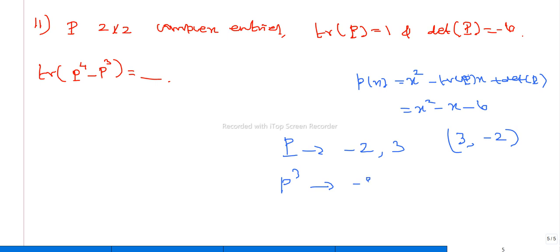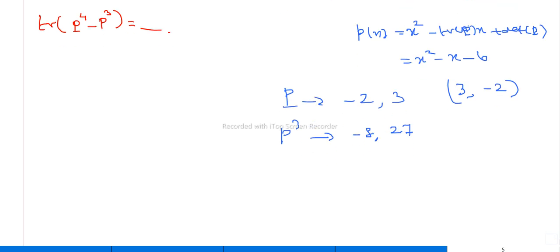It is minus 8, 27. What are the eigenvalues of p to the power 4? 16, and then 81, right? Now just subtract. So what are the eigenvalues of p to the power 4 minus p cubed? This minus this, we get 24, and this one is minus, how much? 81 minus 27, 56, correct? 54, sir. Yeah, sorry, 54.